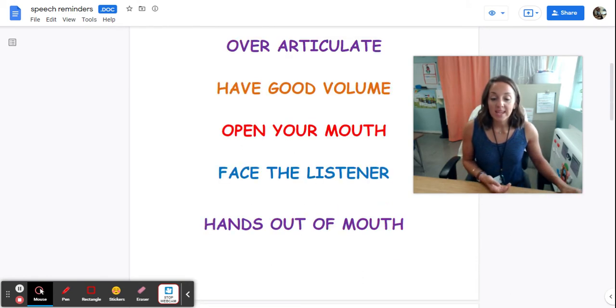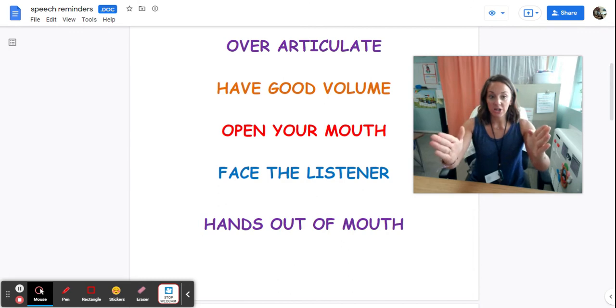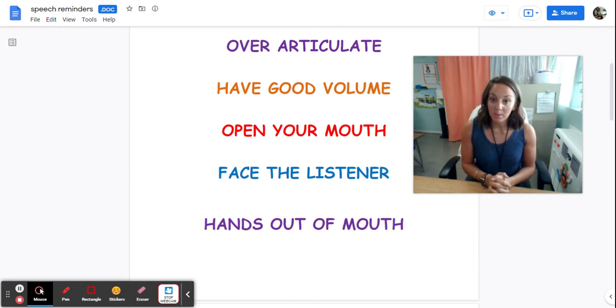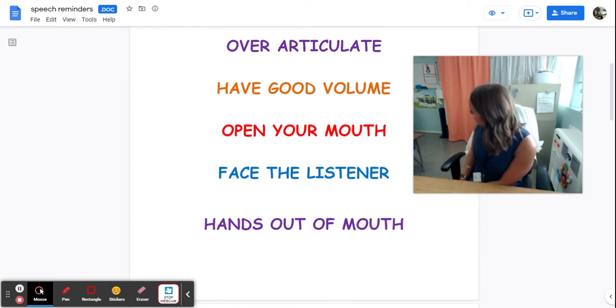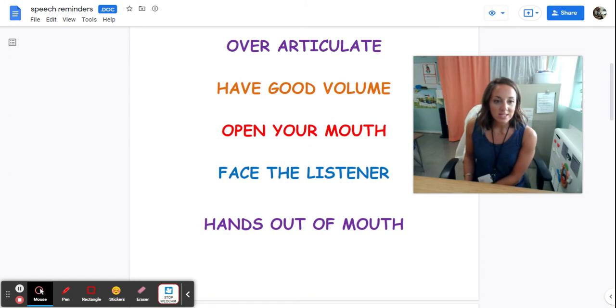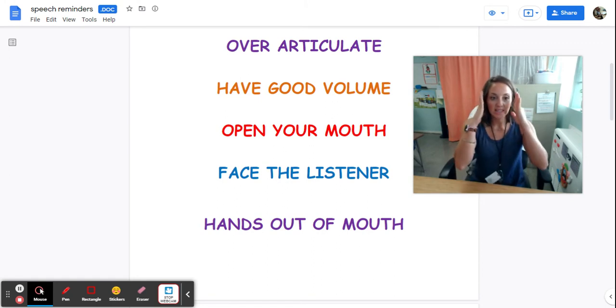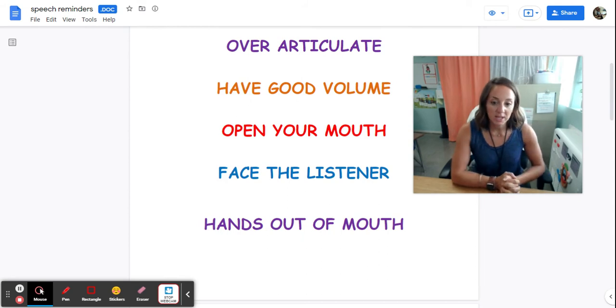The next one is face the listener. Sometimes people will be so excited to tell you something, but they won't face you. And they might say, oh, hi, it's really nice to meet you. And you can't understand what they're saying because they're not facing the listener. So you need to face the listener to have clear speech.